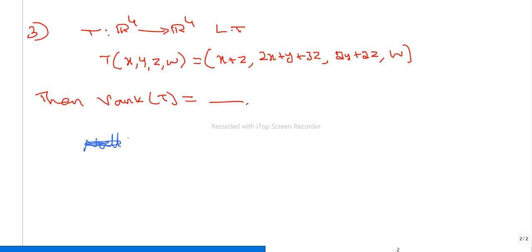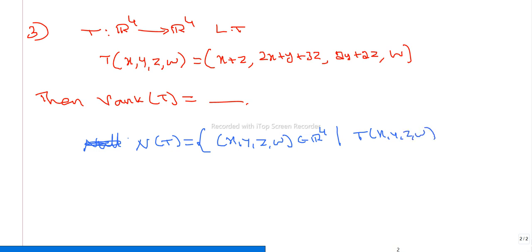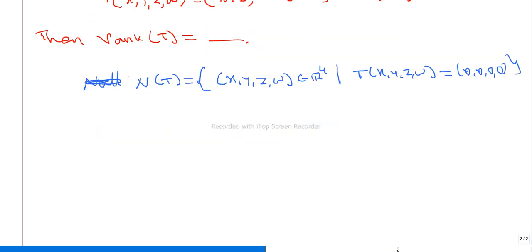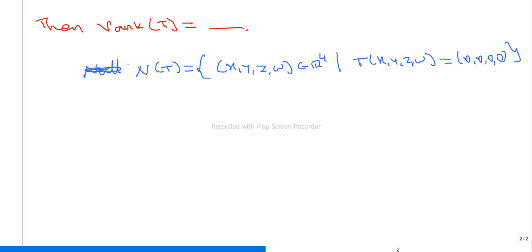The null space of T is nothing but the set of all vectors which map to 0. That is, the set of all x, y, z, w in R4 such that T of x, y, z, w should be 0, 0, 0, 0. We are collecting the vectors which map to 0, that is the null space, and we have to find the dimension of this null space. Here we have 4 unknowns x, y, z, w, and using the condition we have to reduce the number of unknowns.